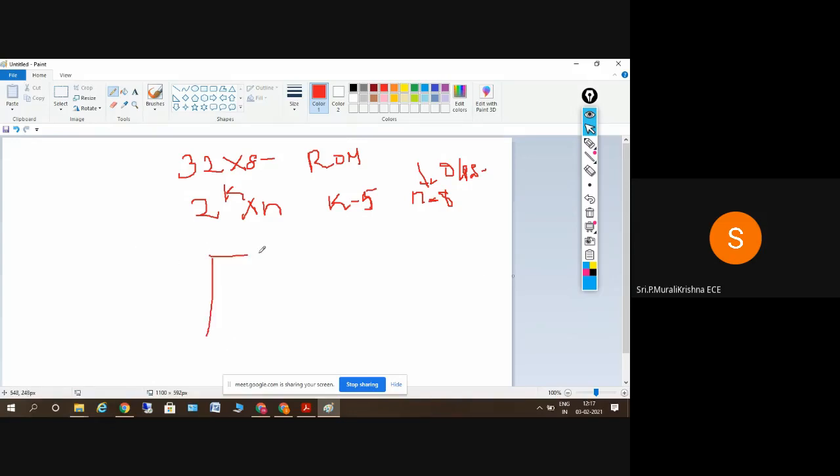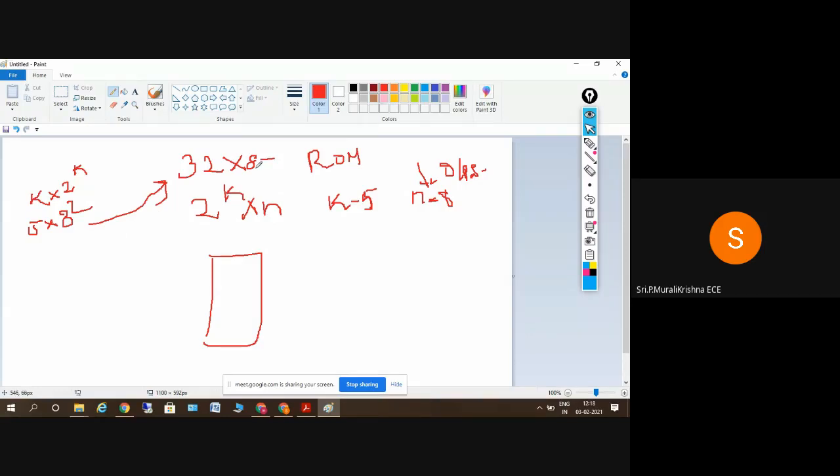The structure will be like this. We need 32 outputs of memory, 32 memory locations here. So I have to use a decoder of size k into 2 power k. What is the value of k here? A 5 into 32 decoder should be used in order to construct this ROM.